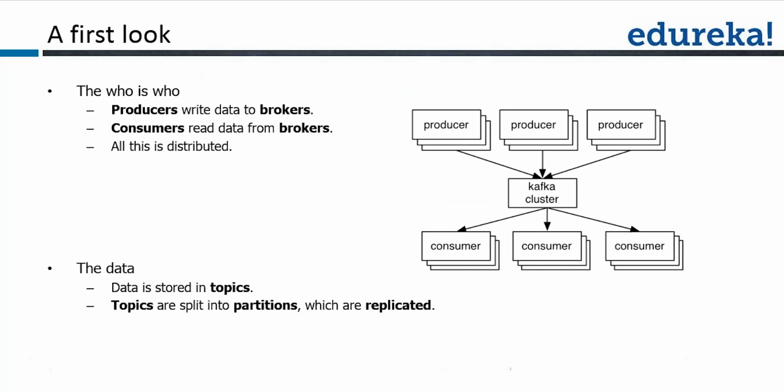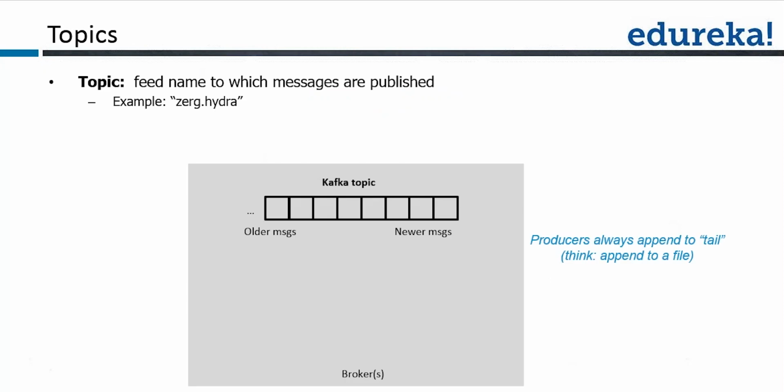What is data? Data is stored in topics. This data is nothing but our messages which we are pushing to Kafka. Topics are split into partitions which are replicated. Topics and partitions we'll discuss next. This is something you need to focus on a bit more, because this is not a generic term which you'll hear often. So a topic is nothing but a feed name to which messages are published.